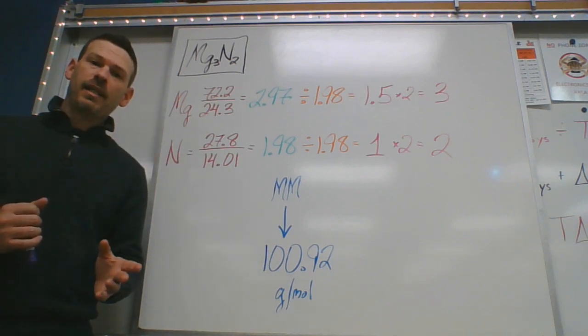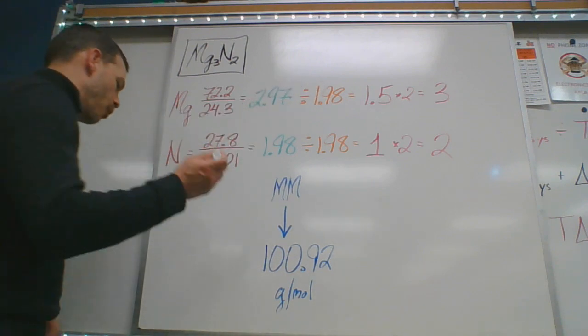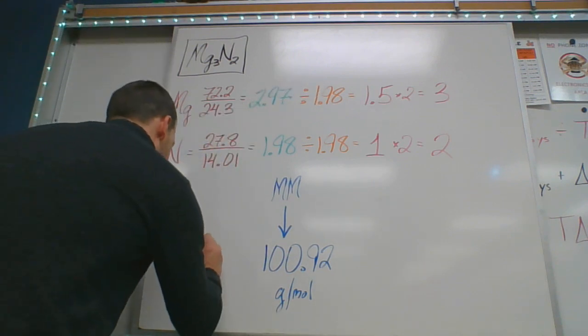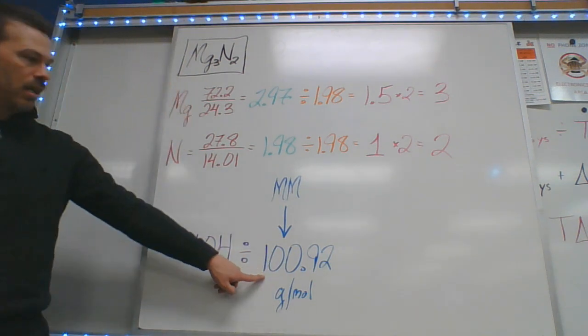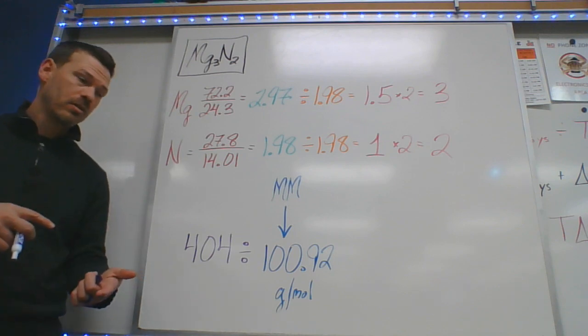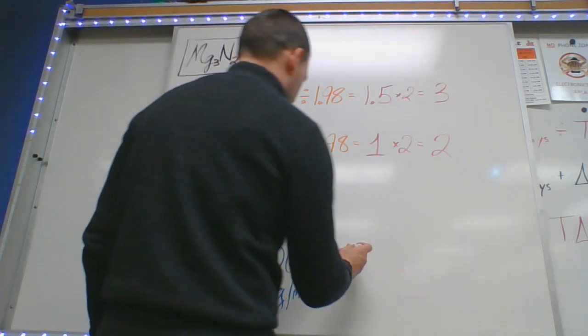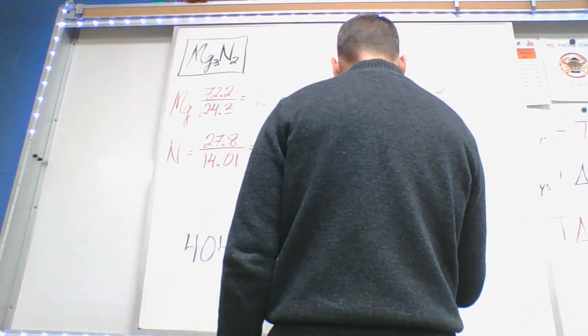Step 3 of molecular says to divide the given molar mass, which is on the screen. It's 404. Divide the given molar mass by the molar mass of the empirical. All right? You cannot invert those numbers. And it has to give you a whole number no matter what. In this case, it gives you the number 4.